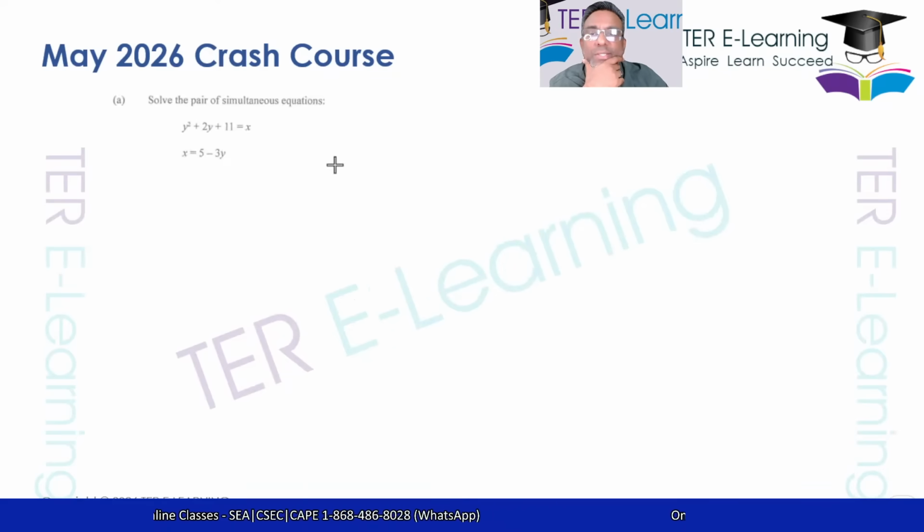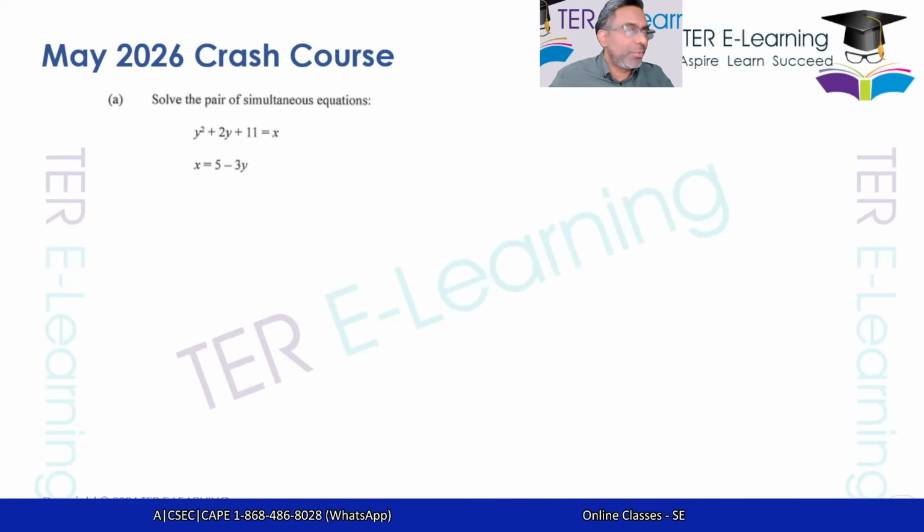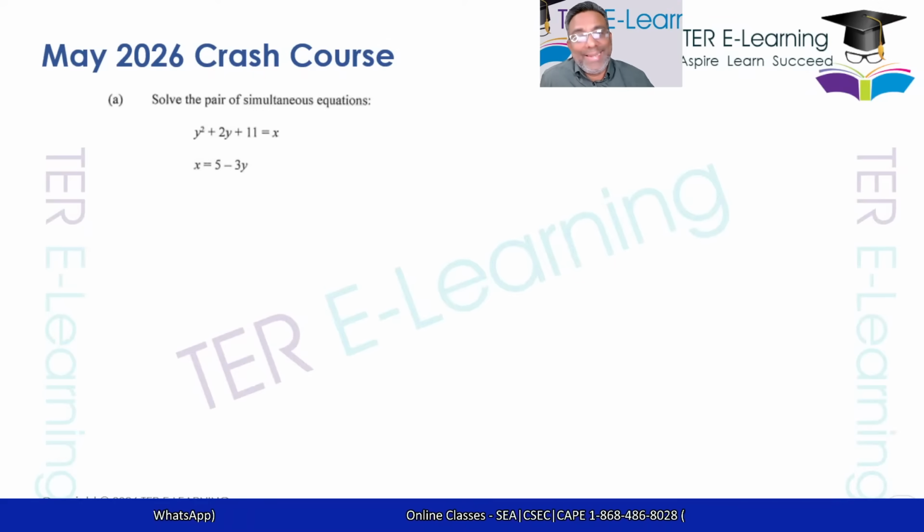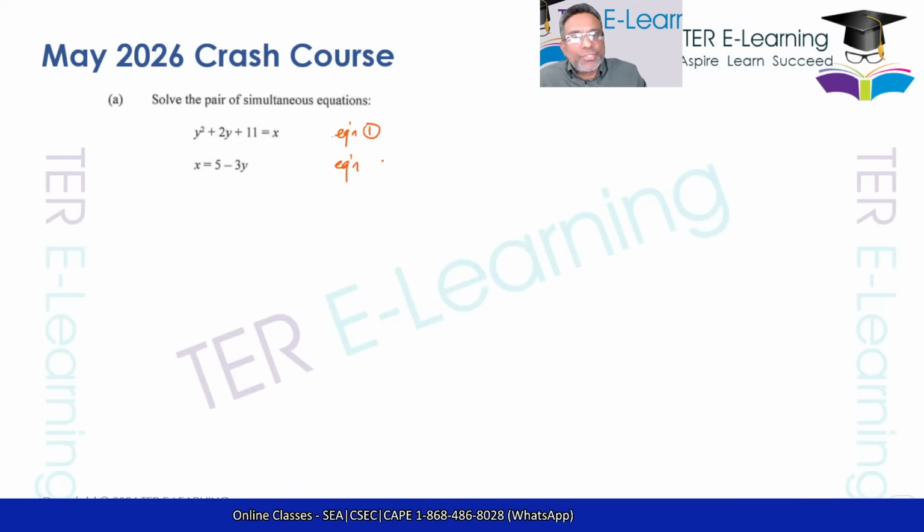All right, we want to solve a pair of simultaneous equations. Some students don't realize that this actually falls in question 8 as well. So we have two equations here. We have y squared plus 2y is equal to 11, and that is equal to x. And we have x is equal to 5 minus 3y. So the first thing we're going to do, we're going to call this equation 1. So always label your equations. We're going to call this equation 2.